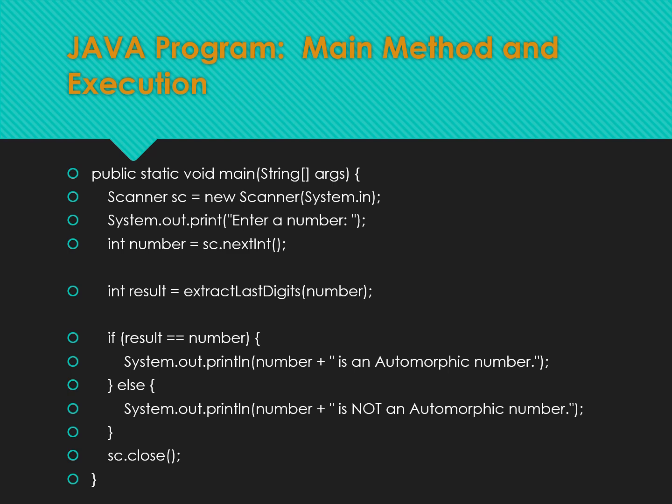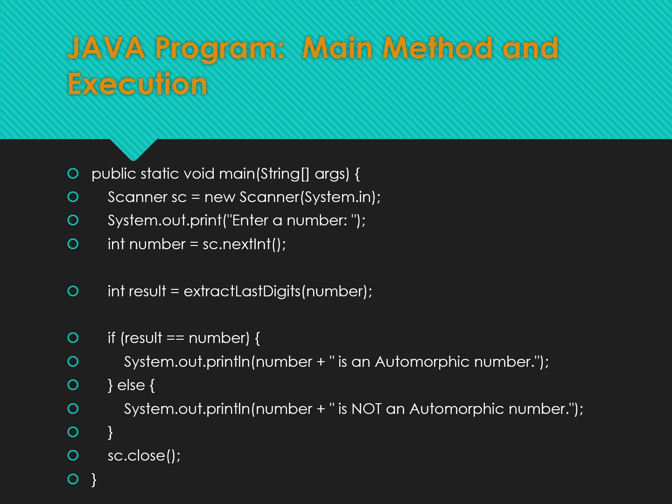Next, we pass this number to the user-defined function extractLastDigits. This function calculates the square of the number, extracts the last n digits, where n is the number of digits in the original number, and returns those digits to the result variable.